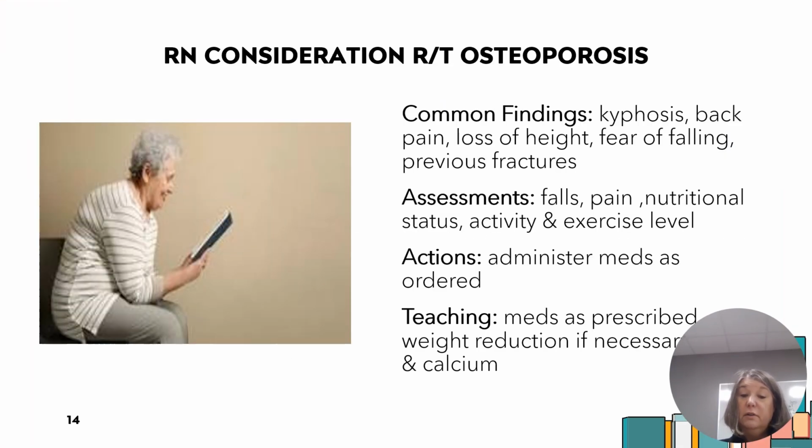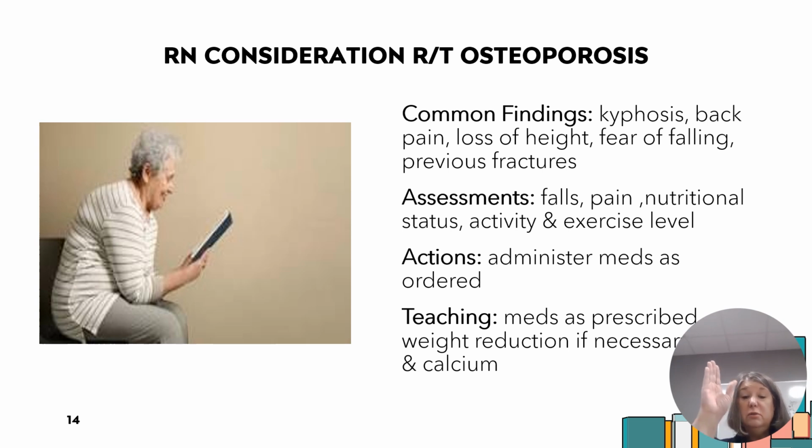So RN considerations related to osteoporosis. Common findings are dowager's hump, where our little old ladies are all humped over, right? That's a dowager's hump, or kyphosis. We're going to monitor for loss of height, because people literally say, I'm shrinking, right?